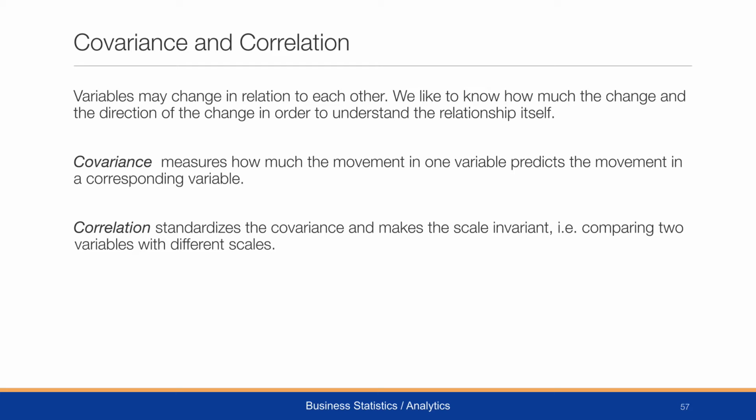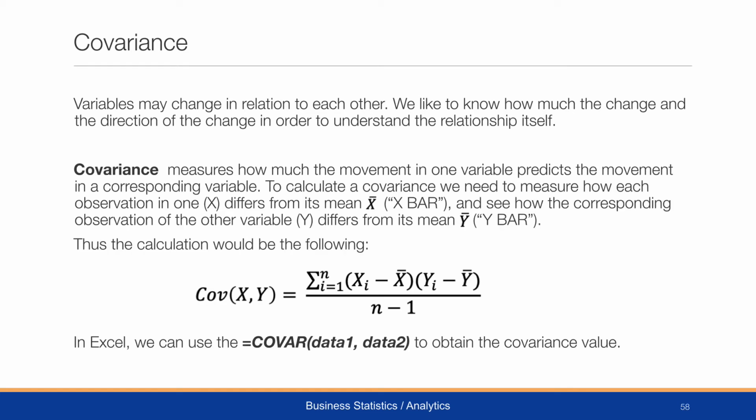Now, ultimately, they will tell you the same thing. Covariance measures how much movement there is in one variable, which will predict the movement in another corresponding variable. And correlation will standardize the covariance, making it scale invariant. In other words, I can compare it with two different scales. So again, this is going to look like a crazy formula, but we don't need to do much here because Excel will do this for us.